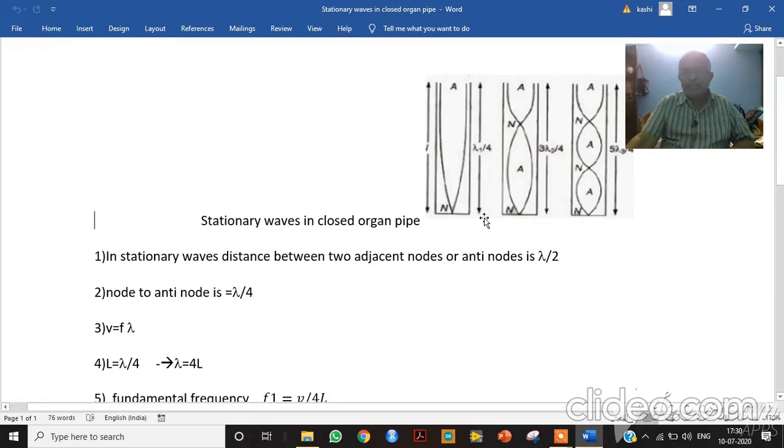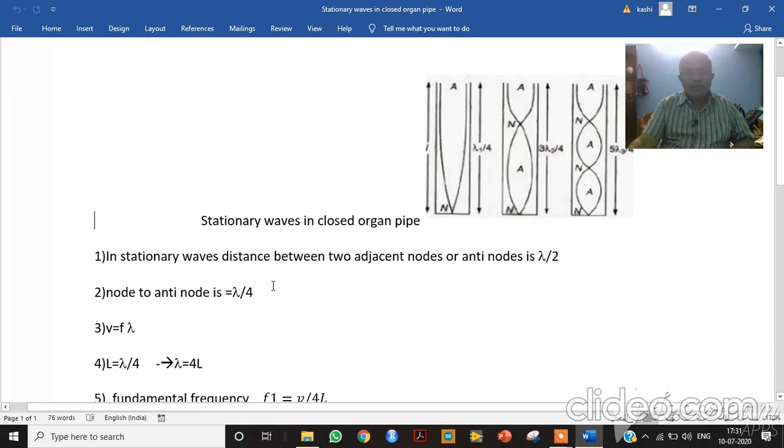Concentrate on these figures. You see, this pipe is closed at one end, so we are calling it a closed organ pipe. A pipe which is closed at one end, we call it a closed organ pipe. Stationary waves are formed in the organ pipe. Then you have to know two important points.